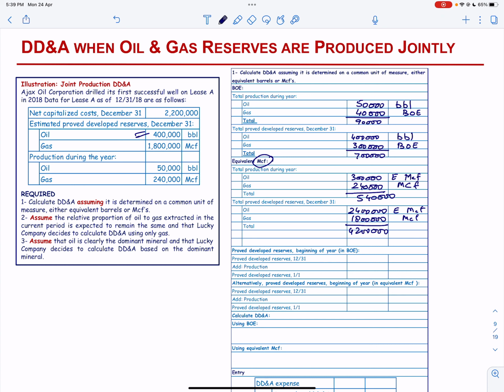Next we are going to determine the proved developed reserves at the beginning of the year. Now we have the proved developed reserves at the end of the year, that is on December 31, 700,000 barrels of oil equivalent. The production was 90,000 barrels of oil equivalent, that makes 790,000.